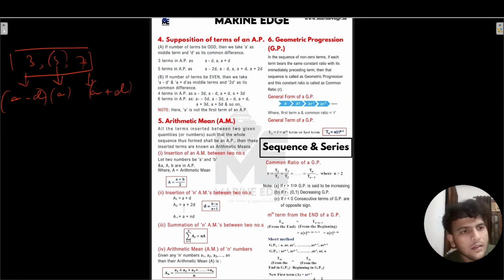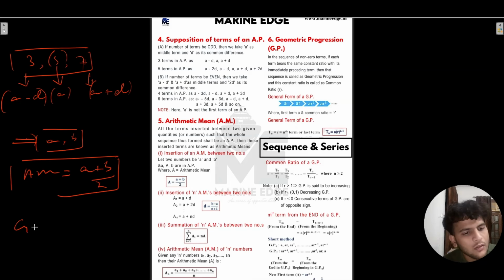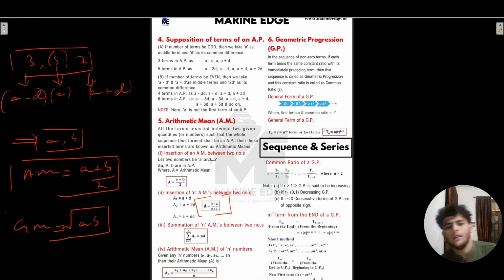For two numbers a and b, the arithmetic mean will be (a plus b) divided by 2. The geometric mean will be the square root of ab. If you have to insert n arithmetic means between two numbers, you have the formula d equals (b minus a) upon (n plus 1), where d is the common difference between these arithmetic means. These arithmetic means will be equidistant from each other, they will also be in an AP, with the common difference d equal to (b minus a) upon (n plus 1).